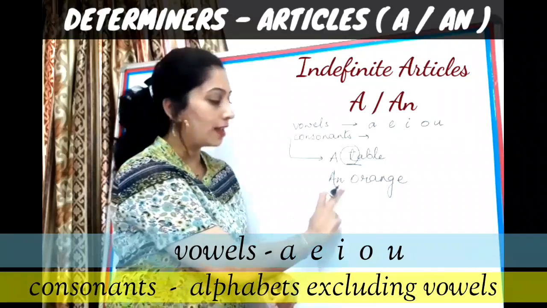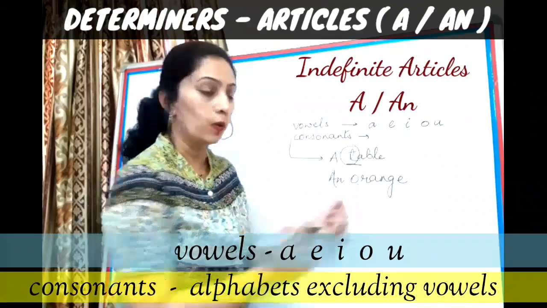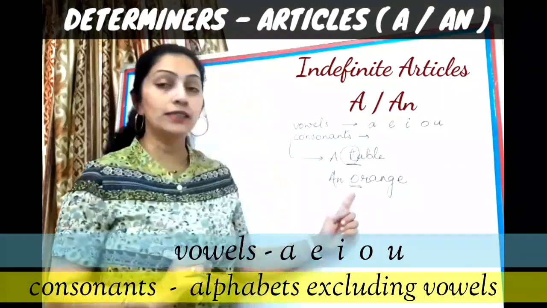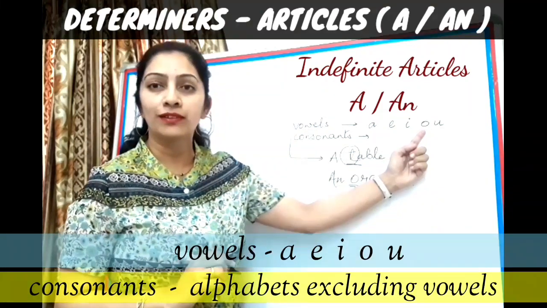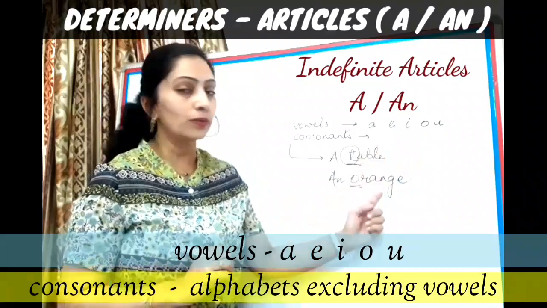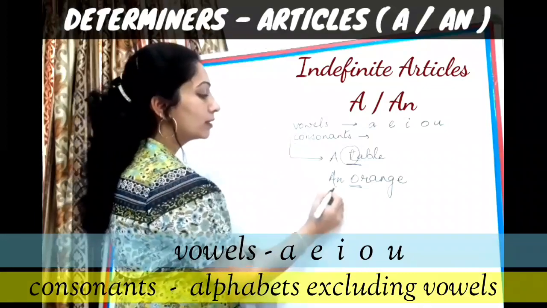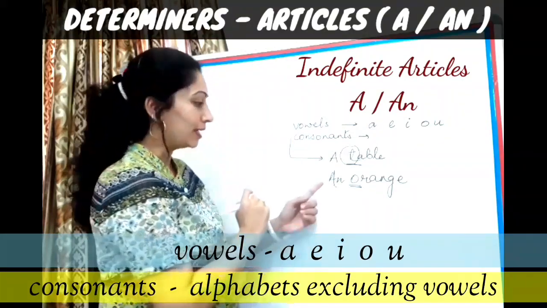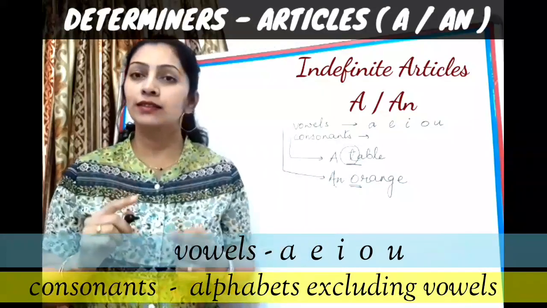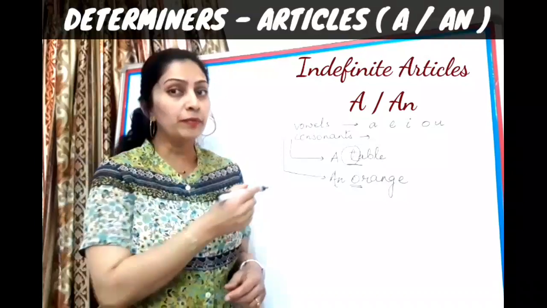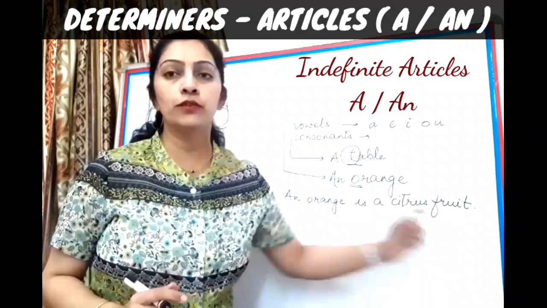Take the next phrase, an orange. What is the starting sound of this word? O. The starting sound is O, which is a vowel sound. Correct. So if the next word has a vowel sound as the starting sound, we will always use an before it. That means an is used in front of the vowel sound. Let me make this clear with another example. An orange is a citrus fruit.